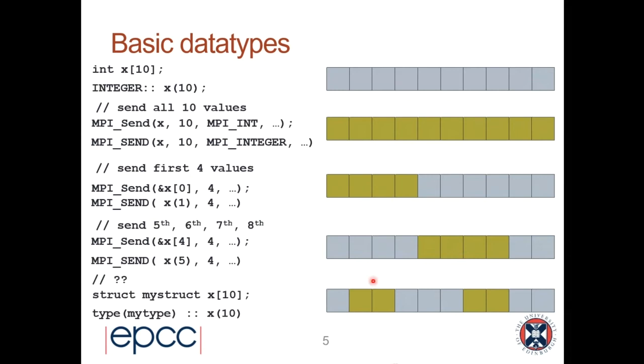Also, what happens if it wasn't an array of integers? It was an array of structure mystruct x10, or in Fortran type mytype x10. Okay, they're not integers. That's going to be a real problem. Yeah, because of course MPI as a library has no idea what mystruct is. But MPI does allow you to do that. It allows you to create structures which correspond to language constructs like derived types in Fortran or structures in C.